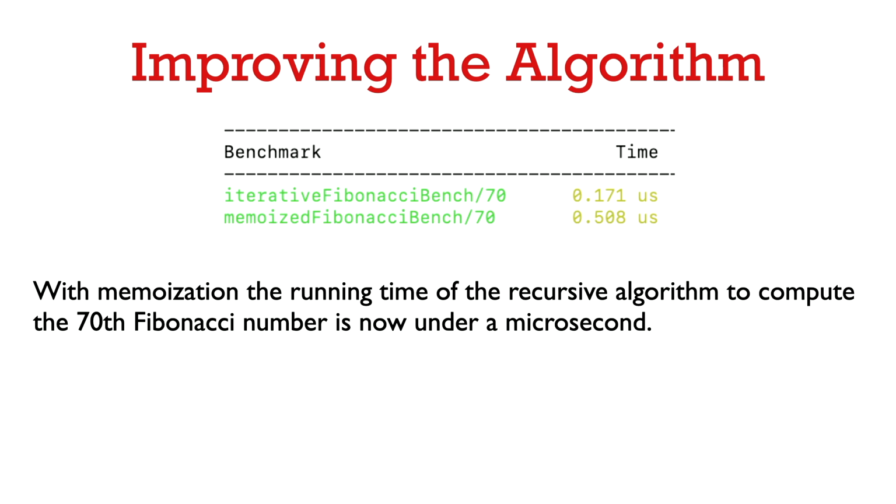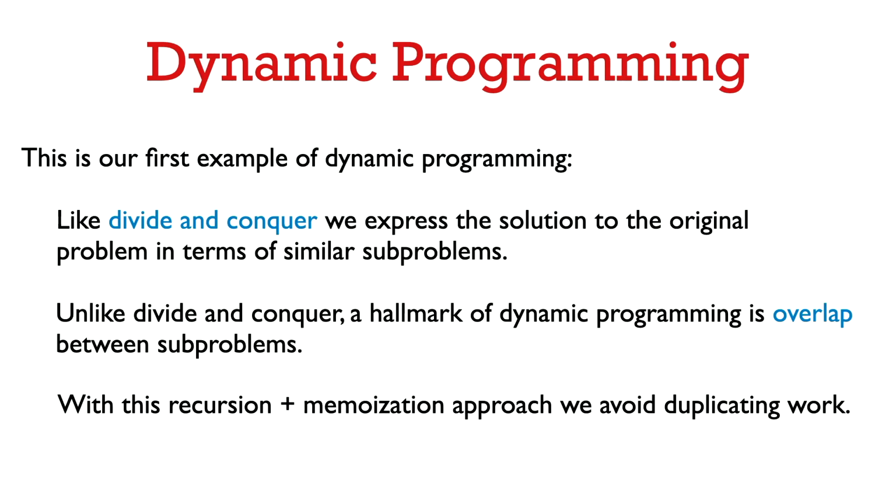And we see that the running time is much, much better. I've looked at the running time computing the 70th Fibonacci number, and the recursive version is now under a microsecond. It's still a little bit slower than the iterative version, but much, much faster than our naive recursive version. So this is our first example of dynamic programming.